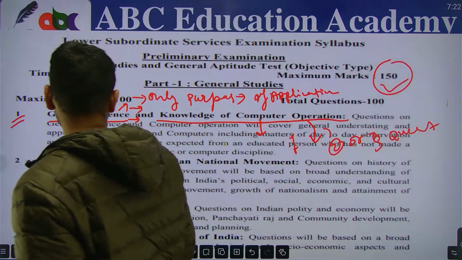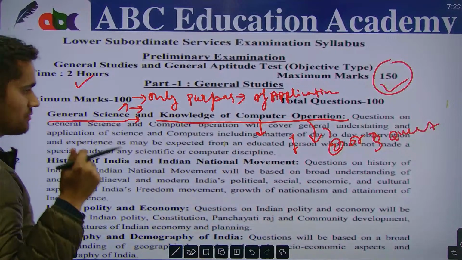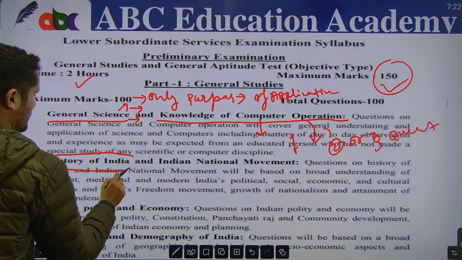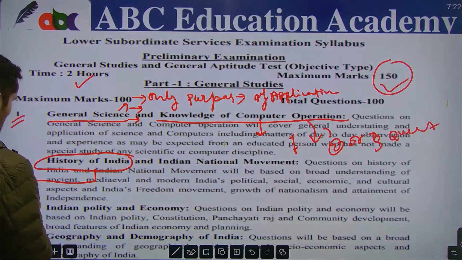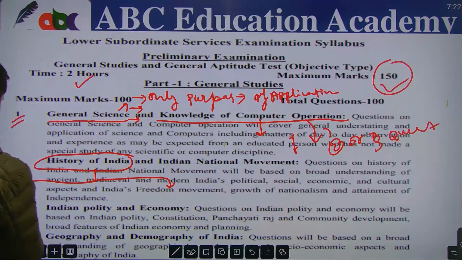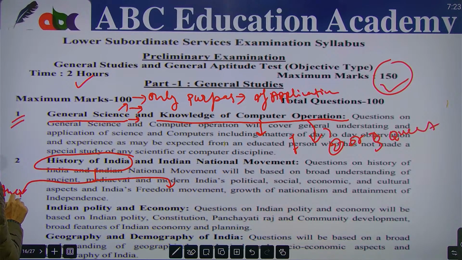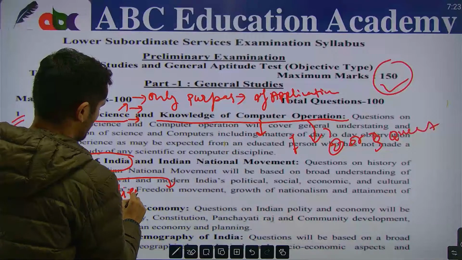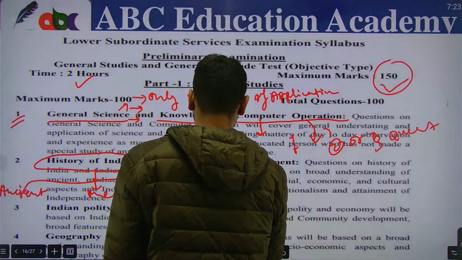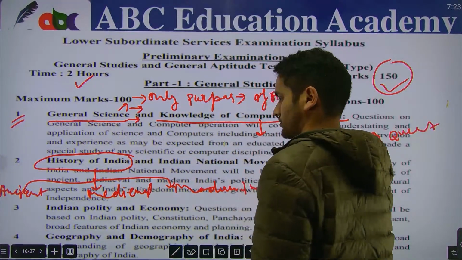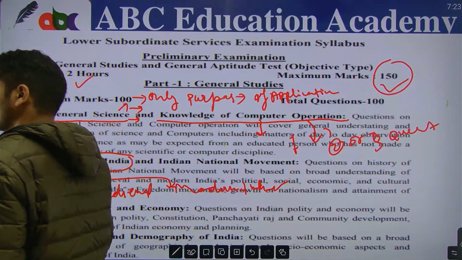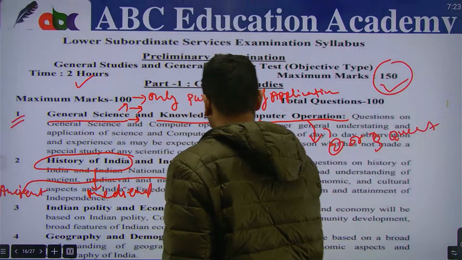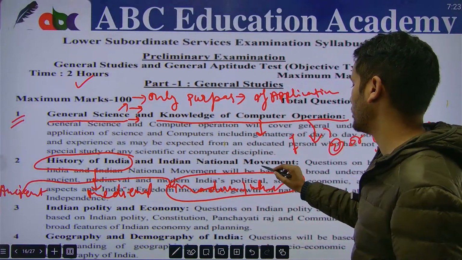Now we'll talk about the history of India and Indian national movement. History of India can be classified into 3 parts: ancient India, medieval India, and modern India. For the purpose of this examination, you have to focus on the modern India part, and more particularly on the Indian national movement.